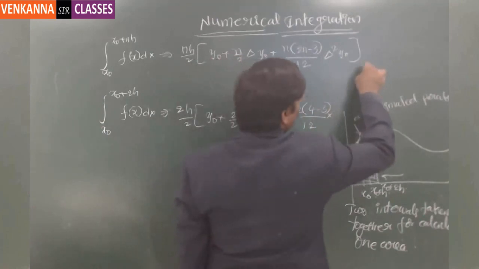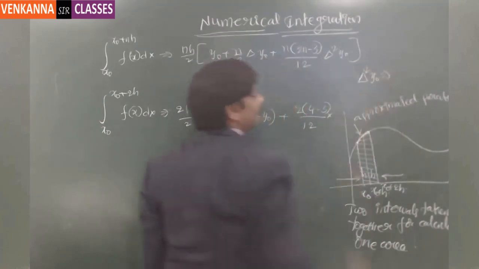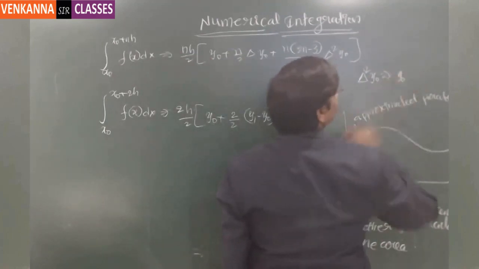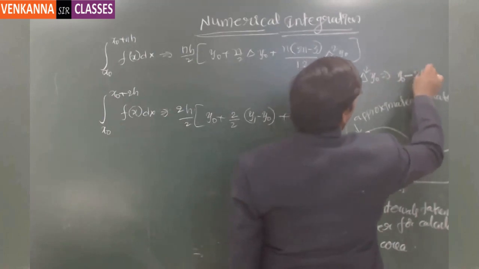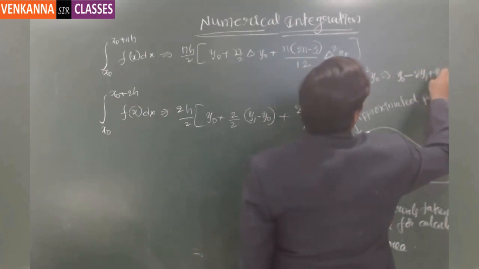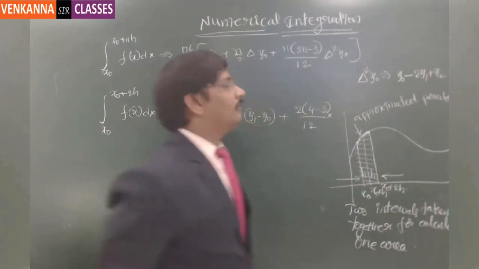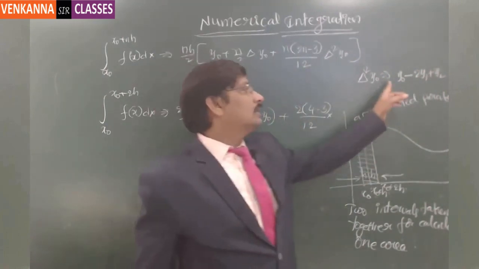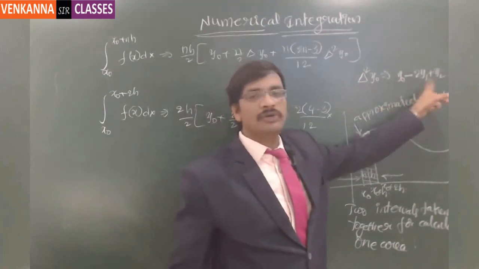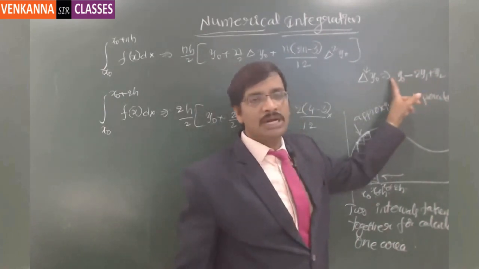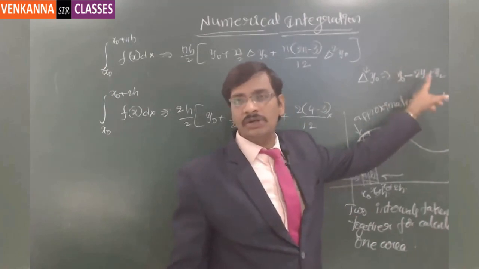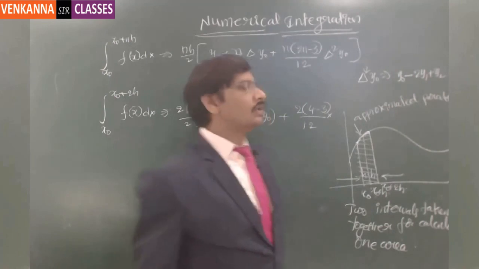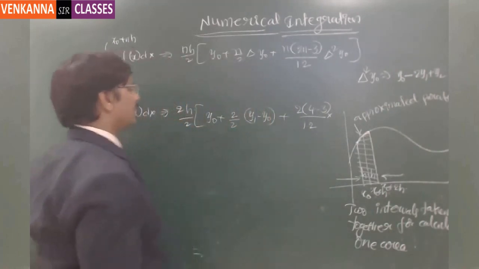The delta square y naught value, as I have explained with the help of binomial coefficients, is y naught minus 2y1 plus y2. These are the binomial coefficients 1, 2 and 1, but it starts with a plus sign and continues to alternate signs: plus 2 minus, minus 2 plus, and plus 2 minus again. Like that it keeps on continuing for higher order deltas.